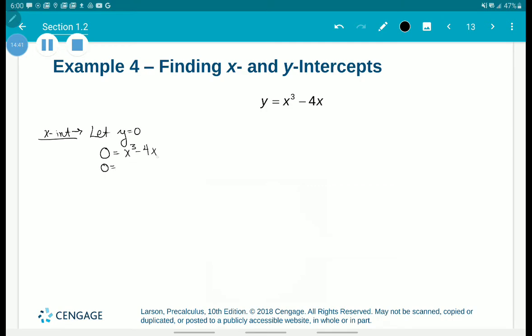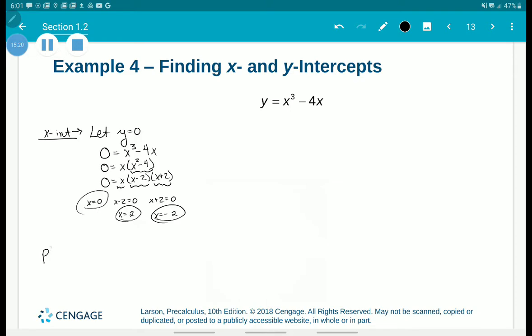So we know we could do factoring. We could pull out an x, and that's going to leave us with x squared minus 4. And then we also know this is a difference of squares, which factors into x minus 2 times x plus 2. So then we can set each factor equal to 0. So we have x equals 0, x minus 2 is equal to 0, and x plus 2 is equal to 0. So we have an x-intercept at 0, we have one at 2, and we have one at negative 2.